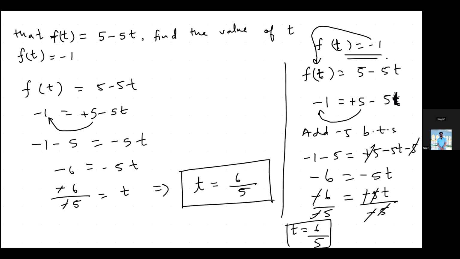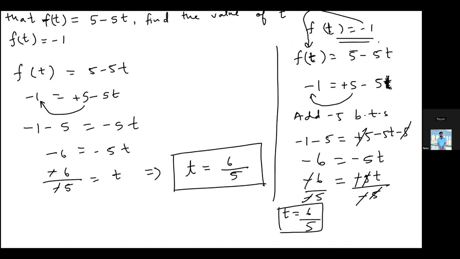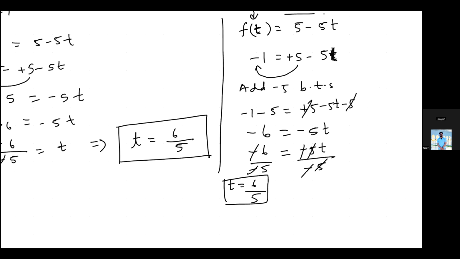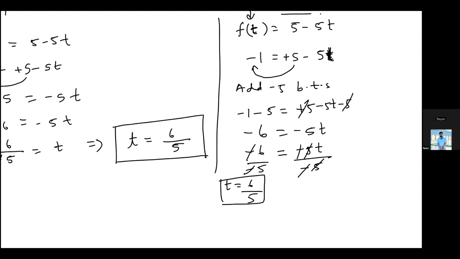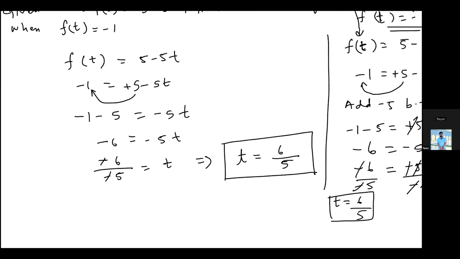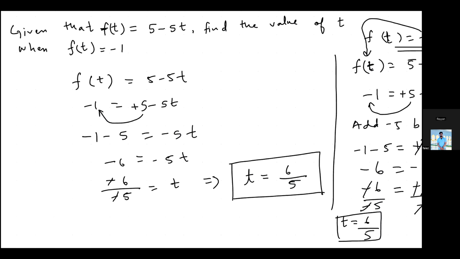Wait, so you got minus 1 minus 5 equals 5t. Then you did minus 6 equals minus 5t. So then, okay, got it. Then t equals 6 over 5. Okay, let me write this down. Can you go to the left bit so I can write that down? These are both, by the way, the same answer, just different methods.